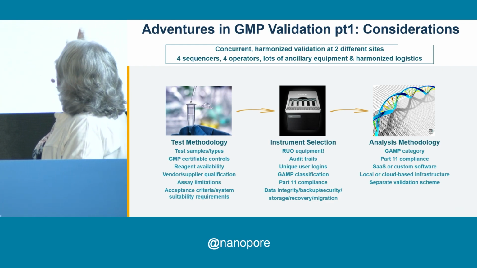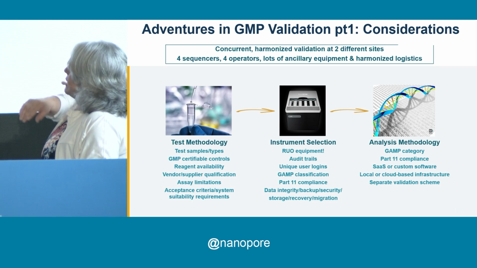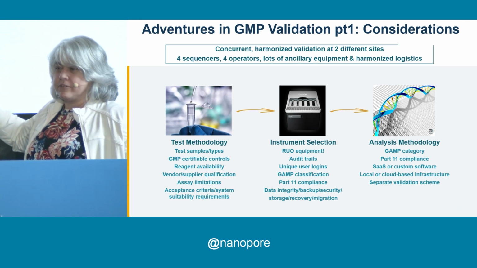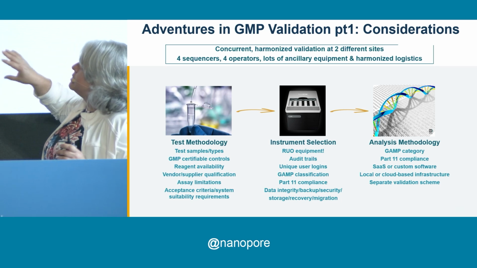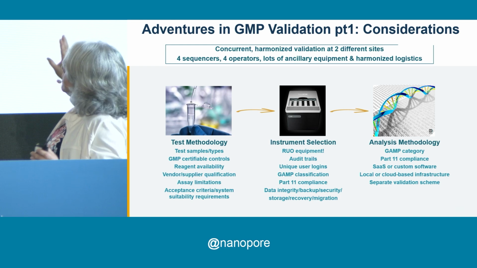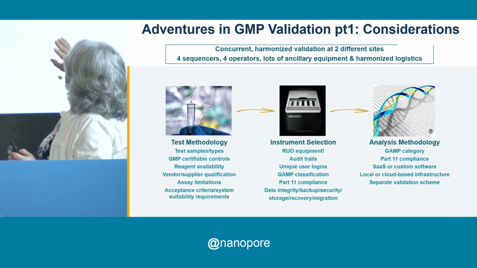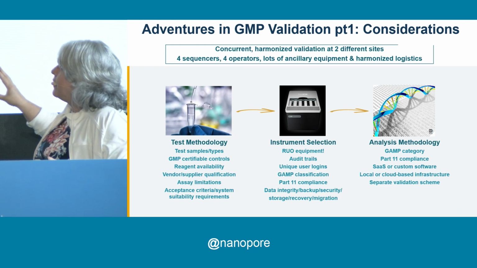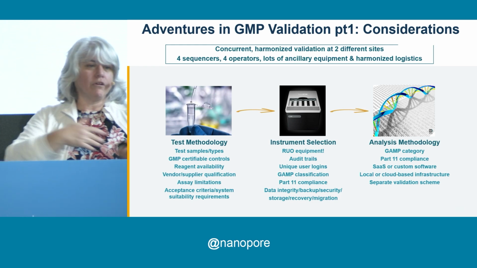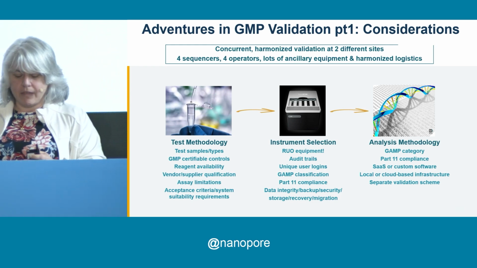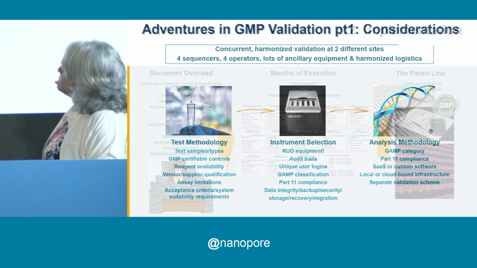And then separate validations for schemes. We tried doing this as a concurrent validation at 2 different sites. So we required 4 sequencers, 4 operators, all of our ancillary equipment to be validated, harmonize logistics on this, harmonize materials shipped across the world in order to make that happen, but very successful.